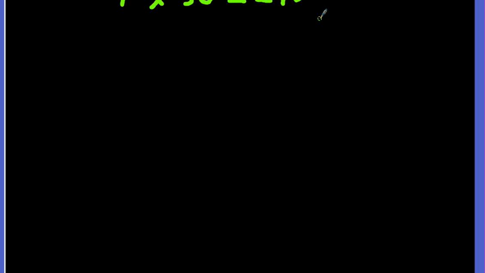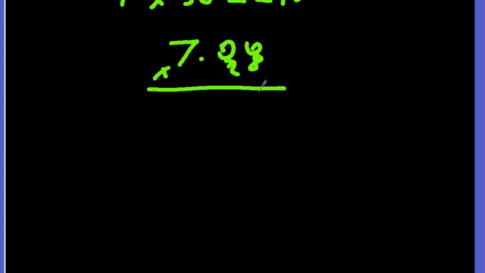And then we multiply 7 decimal 0 6 times 1, 8. And multiply that first one.